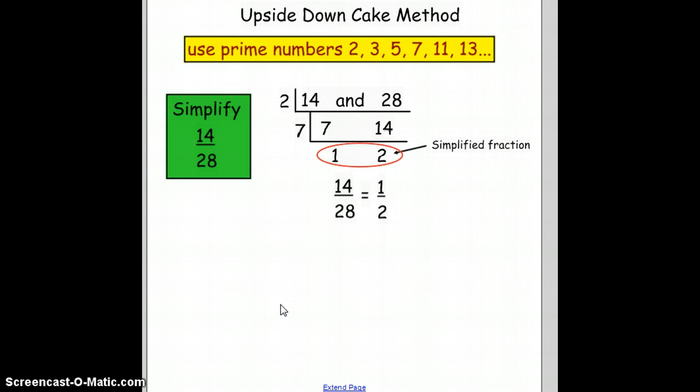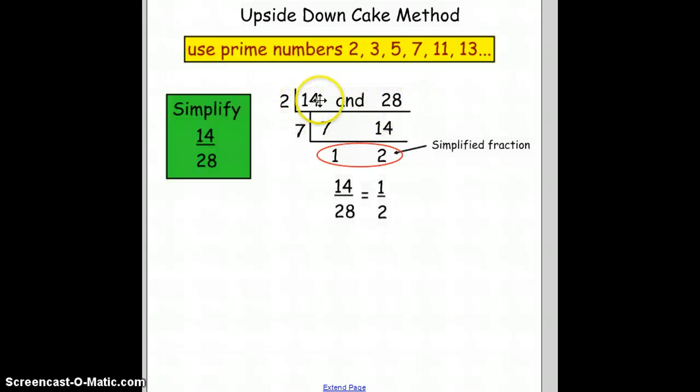Okay, for all of you cake fans out there, if you have a little bit of difficulty simplifying fractions, this is an easy method to use. It's called the upside down cake method. You use prime numbers, which we know are numbers that only have themselves and 1 as factors. What you do is this looks like a wedding cake. You put your fraction here, 14/28.